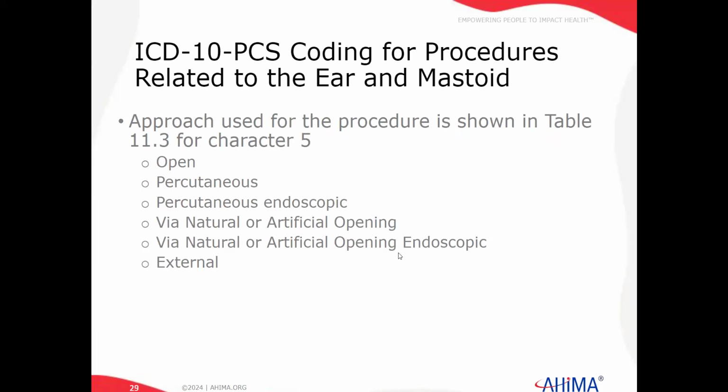The approach gets confusing. Think about the differences between open and external, percutaneous and percutaneous with an endoscope, via natural or artificial opening and via natural or artificial opening endoscopic. All these will drive the code selection for the 5th character.